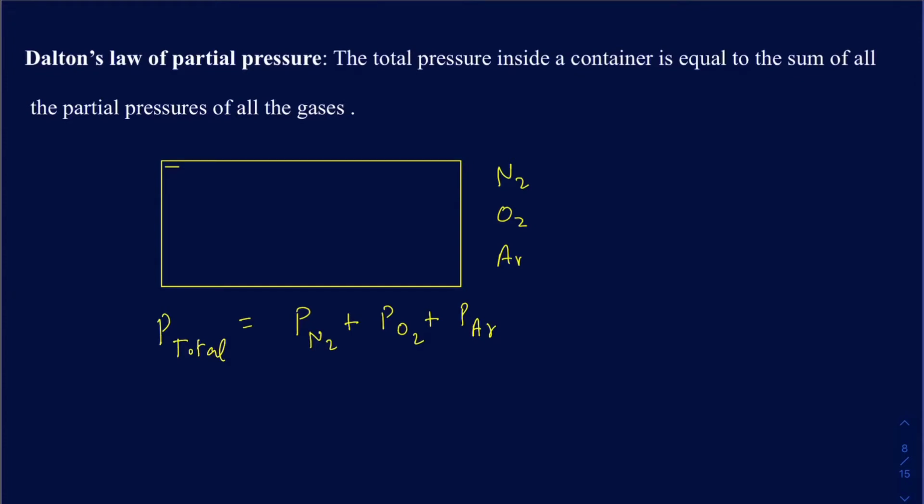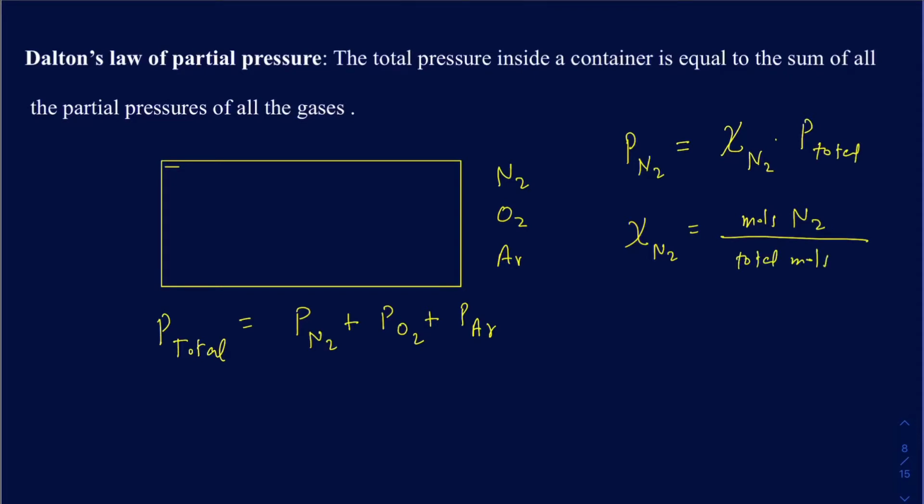In addition, if you're given the total pressure, then you can figure out the partial pressure of the gas by using the mole fraction as well. So if I want to calculate the partial pressure of nitrogen, I can say the mole fraction of nitrogen times the total pressure would do the job. If you forget what a mole fraction is, it is going to be equal to the moles of nitrogen divided by the total moles, which means you would add up the moles of nitrogen plus the moles of oxygen plus the moles of argon.